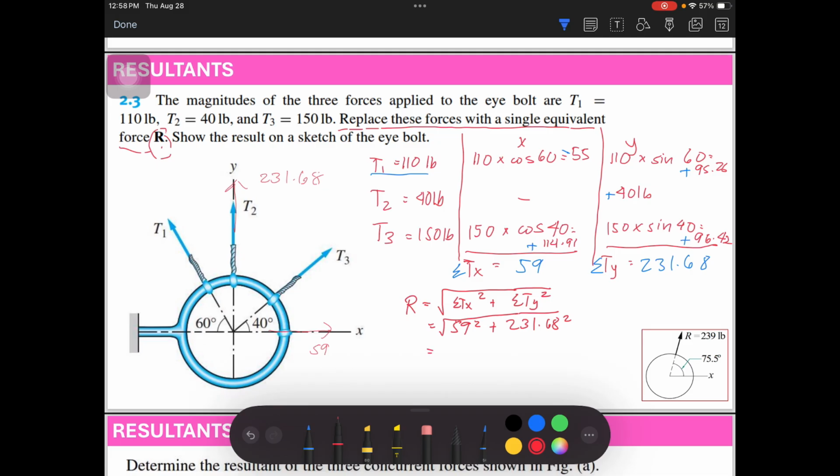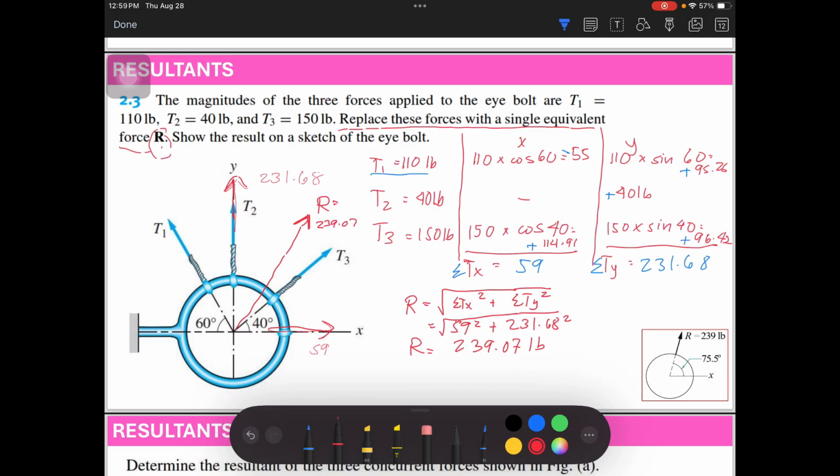So, this is all equal to 239.07 pounds. That is your R. So, syempre, kung nandito yung X and then Ty, where do you expect na nandoon yung R niya, yung resultant ng T? Syempre, in between ng Tx and Ty. So, nandito yung resultant ng mga applied forces natin.